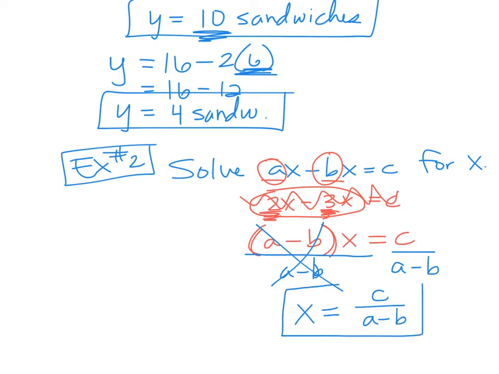Okay? And it said solve for x. We have isolated our x now, so we're done. Kind of weird, right? Because you don't have numbers, you're just moving letters around. But it's the same steps. Okay? Same steps as if you had numbers.